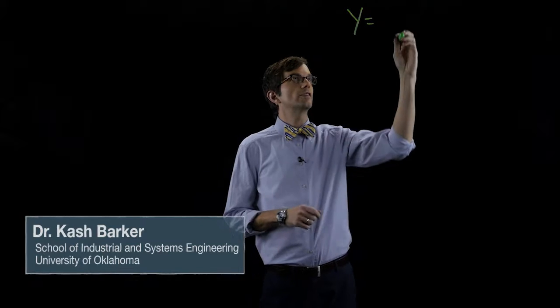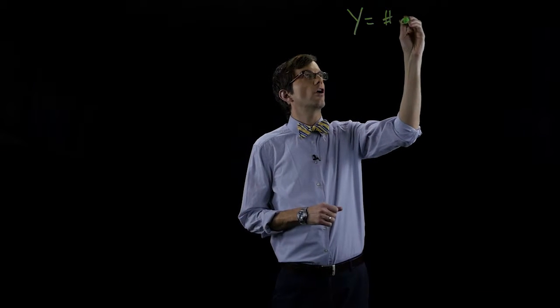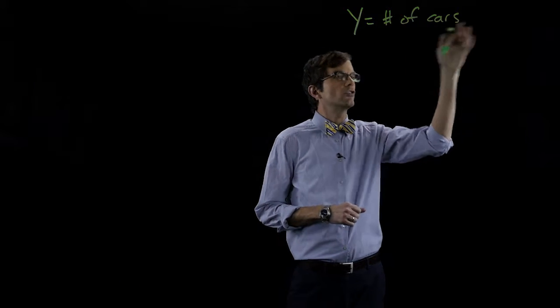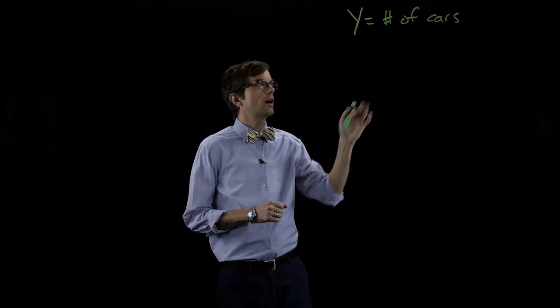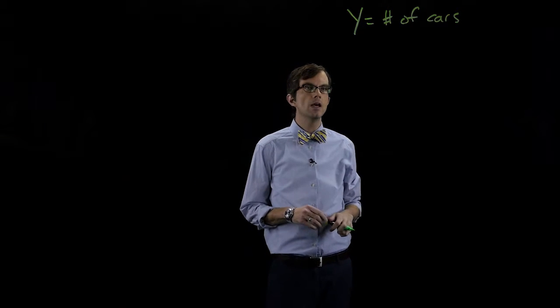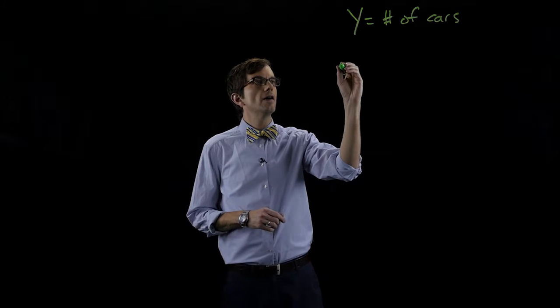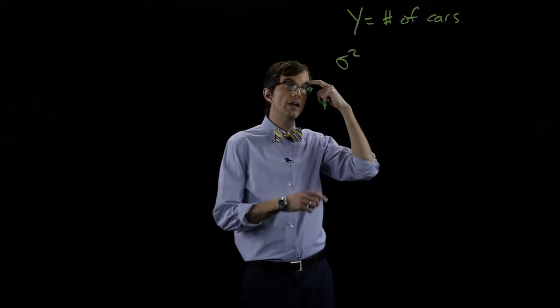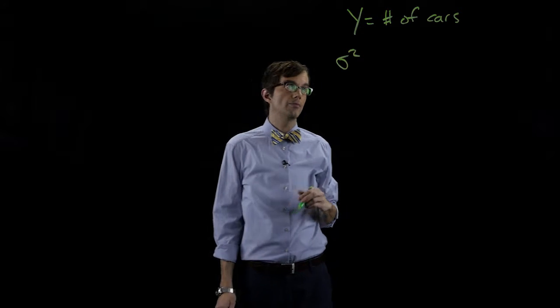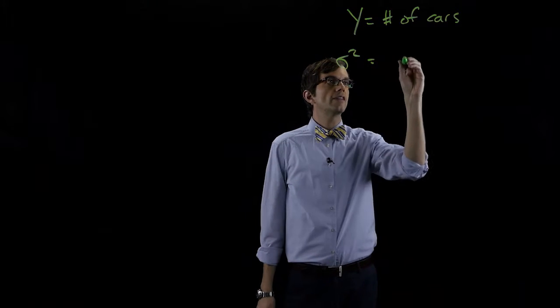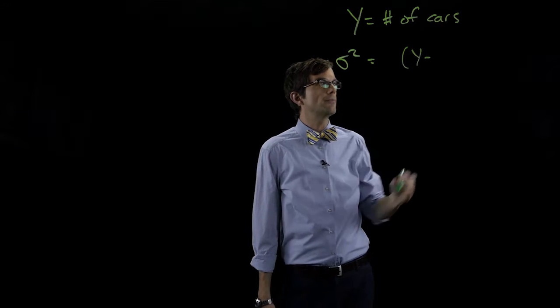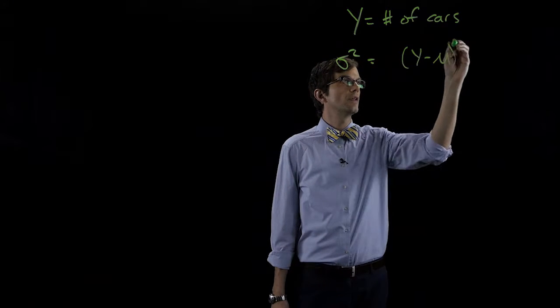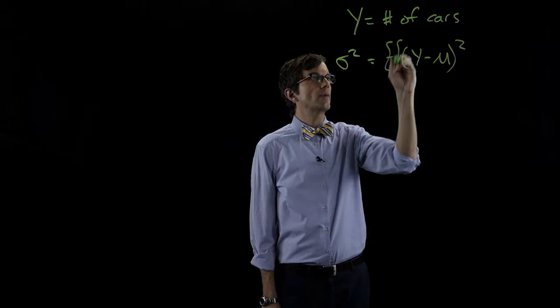Okay, now let's take a look at the variance. Remember again that our random variable for this example was the number of cars at the intersection between 7 o'clock and 7:05 p.m. Now, let's say we want the variance of y, sigma squared. What is the variance of this random variable y? Well, in general, we said that that was the difference between random variable y and its mean squared, and we want to take the expected value of that.